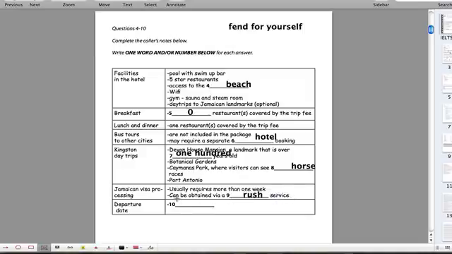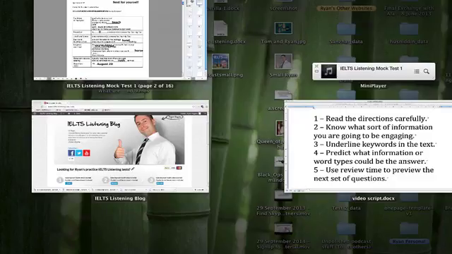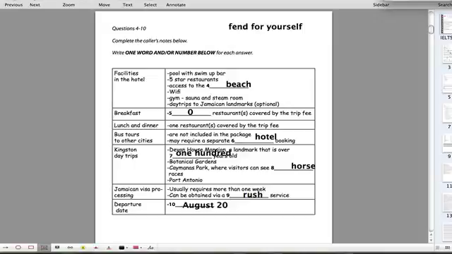And finally, I'm sure most of you caught that the departure date was August 20th. There was a bit of confusion. I think the man mentions 21st or 20th, and then they finally decide on the 20th. Okay, good. Let's continue the listening.